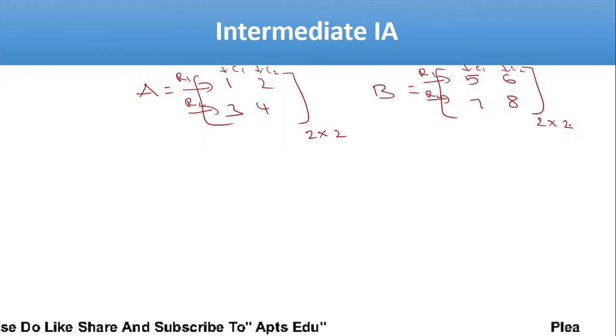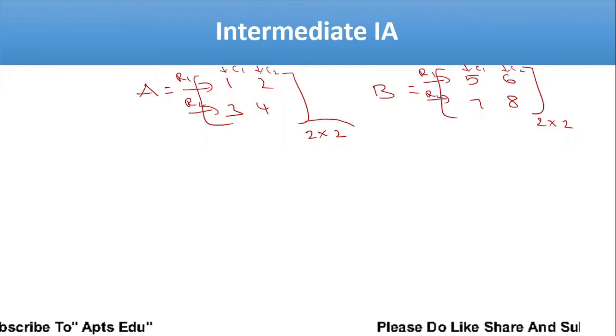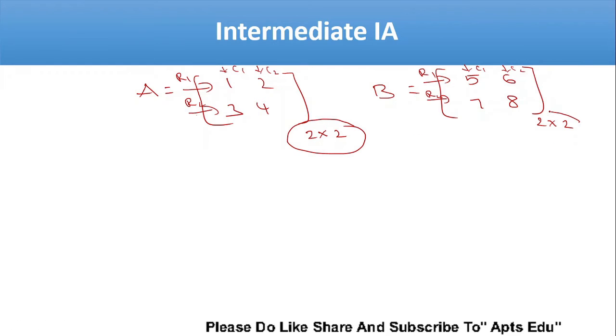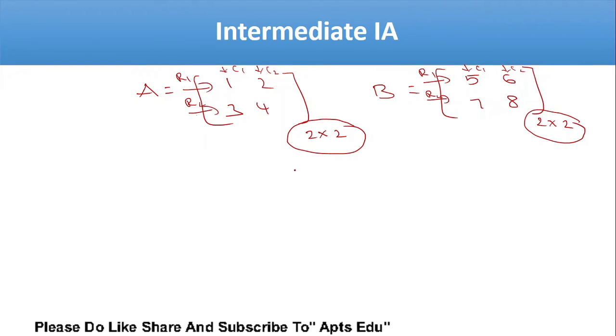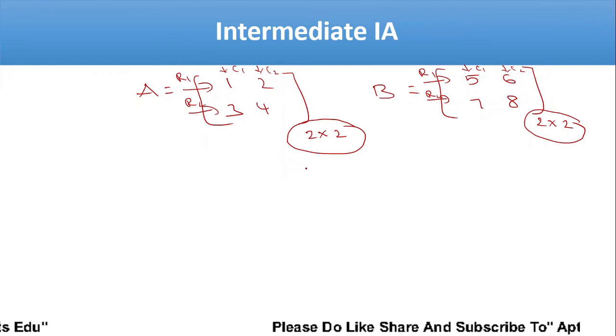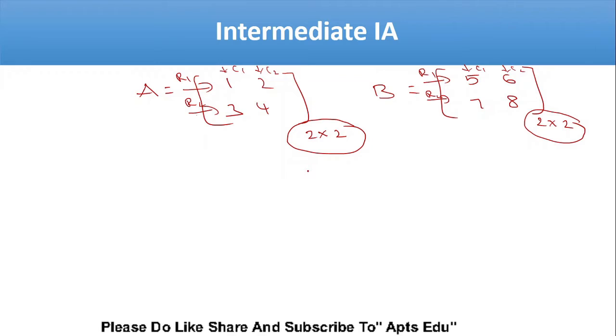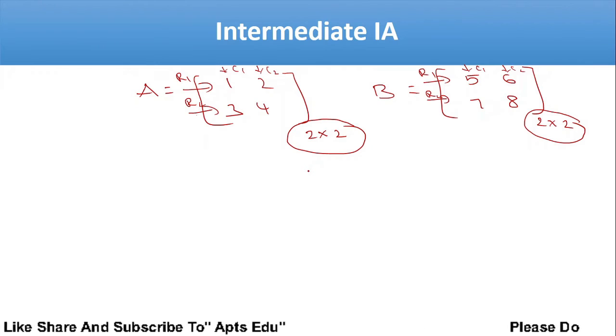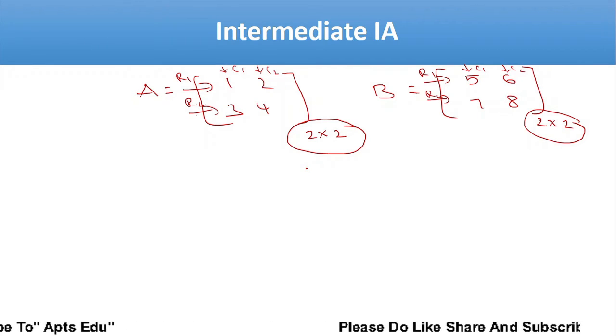If you want to add matrices, the order of the matrices should be the same. Only then will you be able to add. If the order of the matrices is not the same, you cannot add them. Here, adding the matrices is nothing but adding the respective elements.